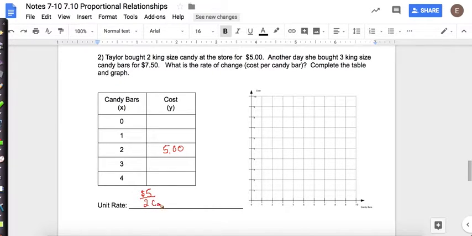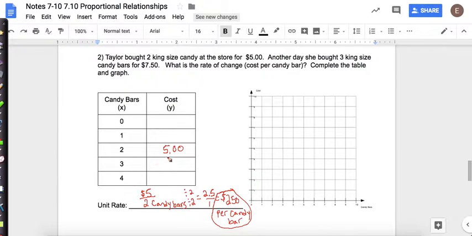So we'll call it candy bars. Now, we've got to figure out how much for 1. So we could divide top and bottom by 2. And we find that we have 2.5 over 1, which is just 2.5. So we have $2.50. So the unit rate would be $2.50 per candy bar. So every candy bar costs $2.50.